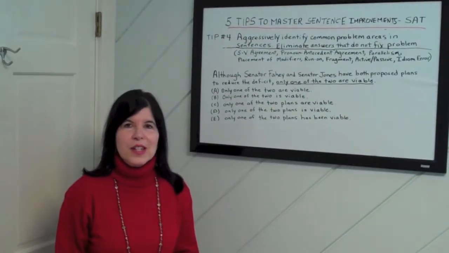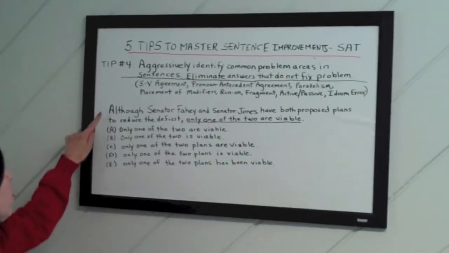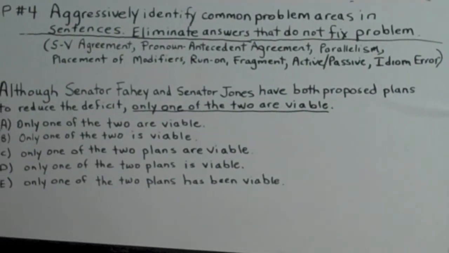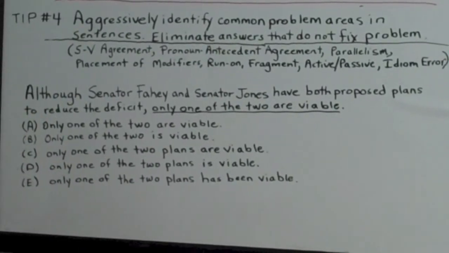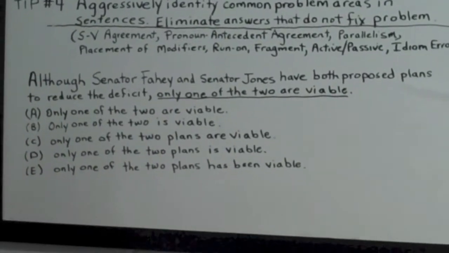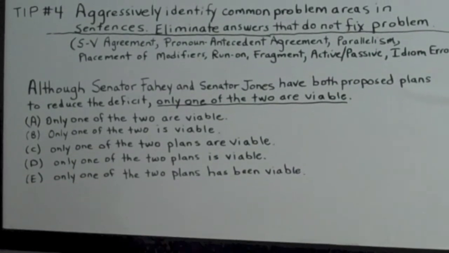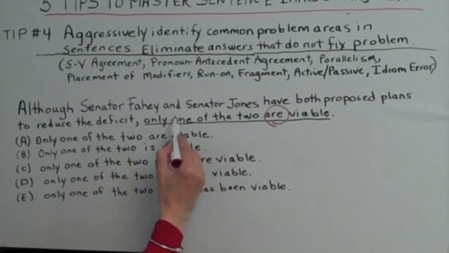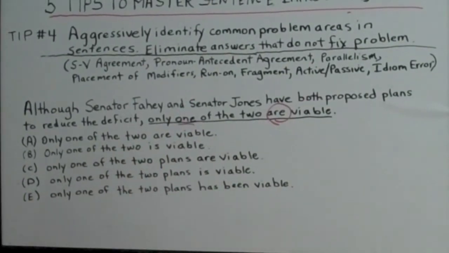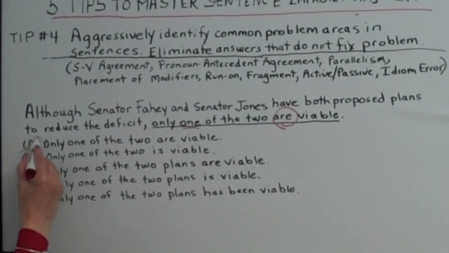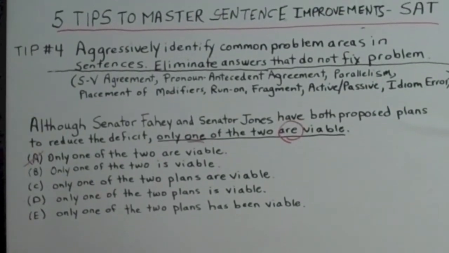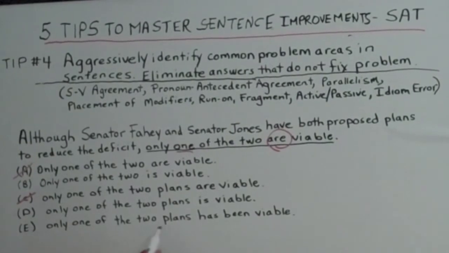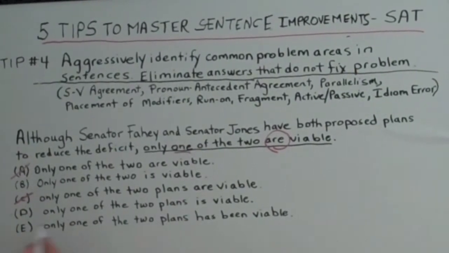Let's look at another sentence improvement example. Although Senator Fahey and Senator Jones have both proposed plans to reduce the deficit, only one of the 2 are viable. Let's identify the problem. It's subject-verb agreement. The underlined verb are does not agree with the subject one, which is singular. How can we fix that? Well, we can cross A off right off the bat. And anything that has are would be wrong. We know that. E, only one of the 2 plans has been viable, is the wrong tense.